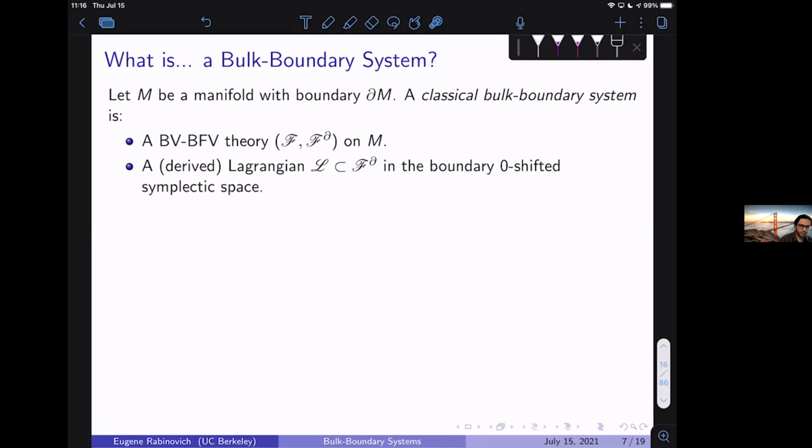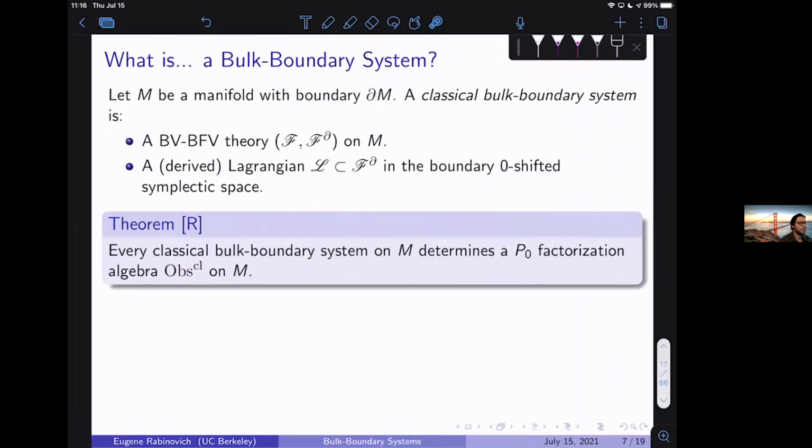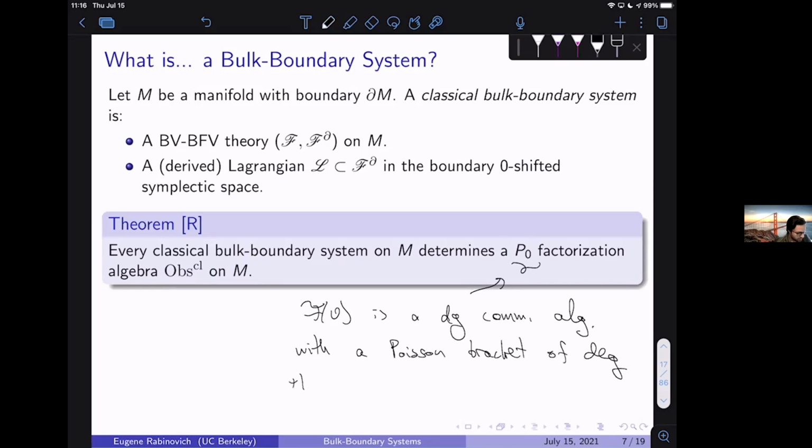I'll explain in a moment what the geometric meaning of this is. But first, let me just say that one of the theorems of my dissertation, it's actually posted on the archive right now, is this particular result: any classical bulk boundary system on M determines a P0 factorization algebra of classical observables. So this means that F of U is a DG commutative algebra with a Poisson bracket of degree +1 for all open subsets here. That's what I mean by P0 factorization algebra.